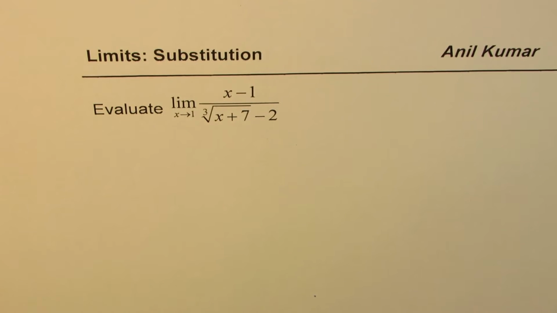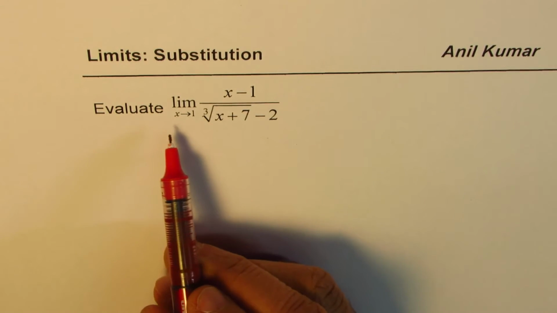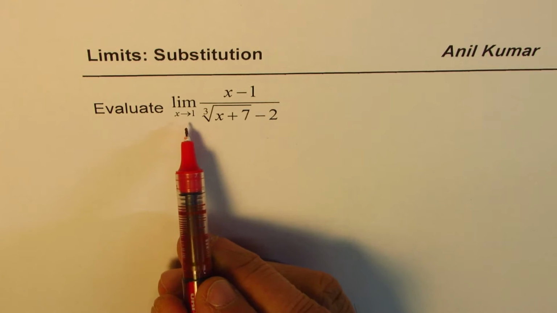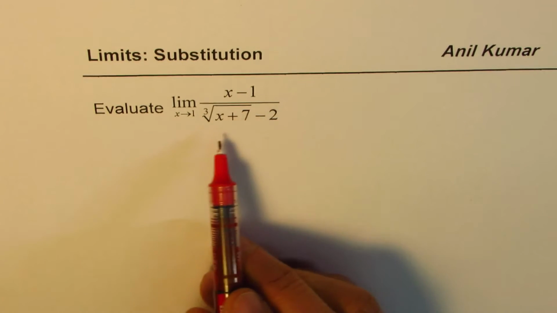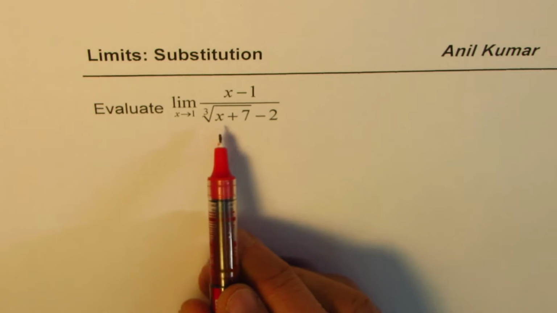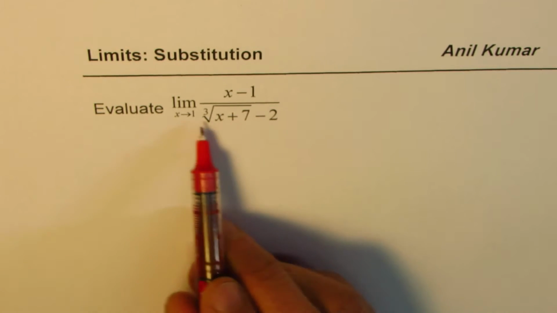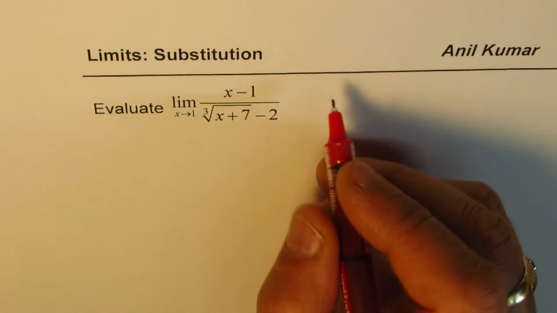I'm Anil Kumar, and in this example, we will learn how to use substitution to find limits. The question is to evaluate the limit as x approaches 1 of (x minus 1) divided by (cube root of x plus 7, minus 2). Now, if I substitute 1, what happens?